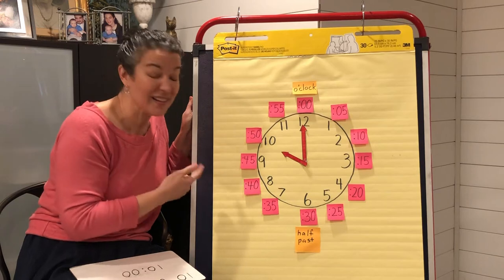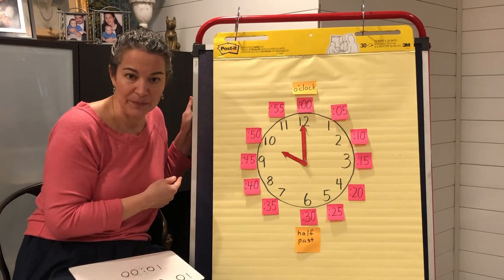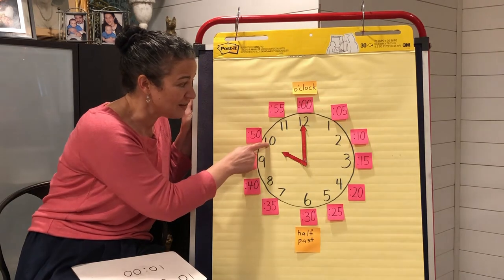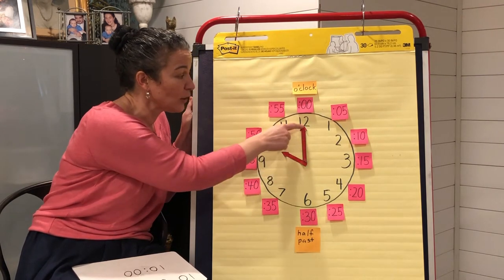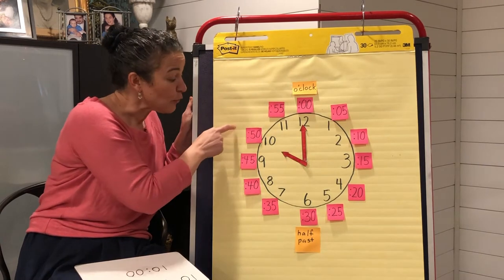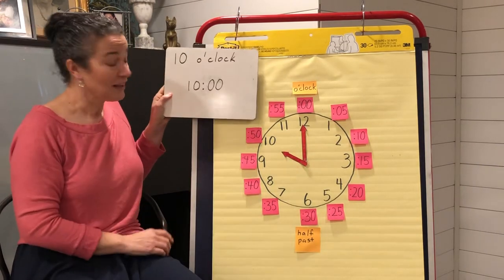So if you look at this clock, what time is it showing right now? The hour hand is pointing at the 10, so we're going to say 10. The minute hand is pointing straight up at the 12, which means we're going to say what? Yes, we're going to say o'clock. So this clock is showing 10 o'clock.